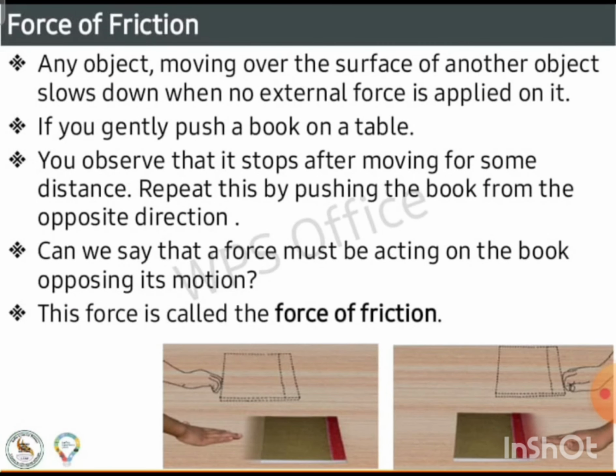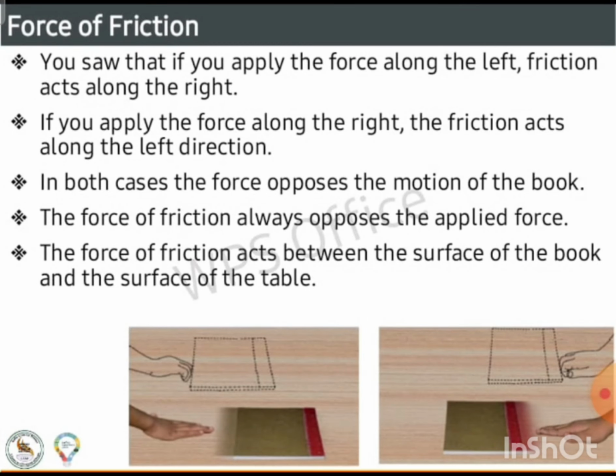Force of friction. Any object moving over the surface of another object slows down when no external force is applied on it. If you gently push a book on a table, you observe that it stops after moving for some distance. Repeat this by pushing the book from the opposite direction. Can we say that a force must be acting on the book opposing its motion? This force is called force of friction.